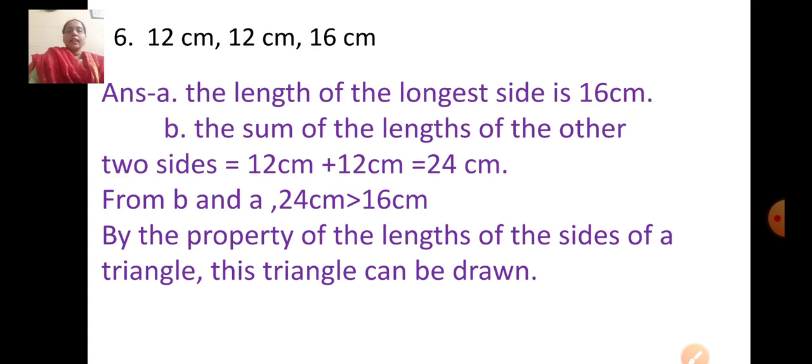Now let us see the last example. 12 centimeter, 12 centimeter and 16 centimeter. So which is the longest side here, children? Here it is 16 centimeter. So the length of the longest side is 16 centimeter. The other two sides, children, we are going to add. That is the sum of the length of the other two sides, 12 centimeter plus 12 centimeter. How much is 12 plus 12? Yes, it is 24. That is 24 centimeter.